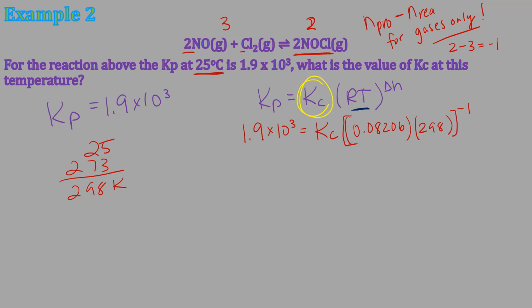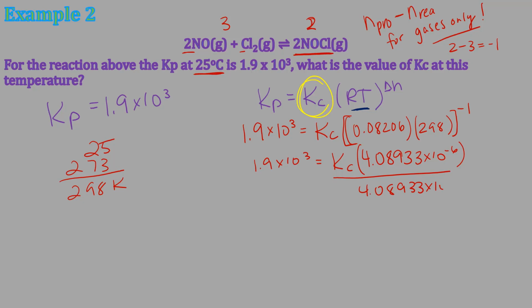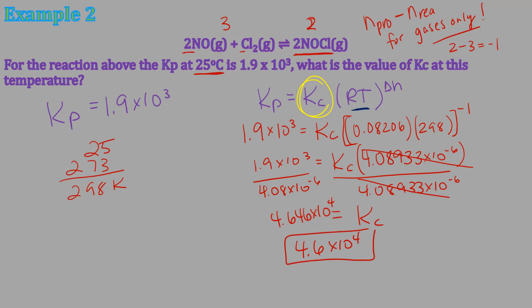So I end up getting 4.0893 times 10 to the negative 6, and that's times Kc, and that's equal to 1.9 times 10 to the third. So I'm going to divide both sides by this. These cancel out, and I end up getting 4.646 times 10 to the fourth. So we would round that to 4.6. So that's the Kc when my Kp is this, and I have a negative 1 change in moles of gas.